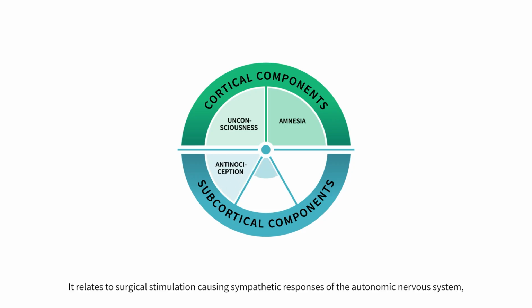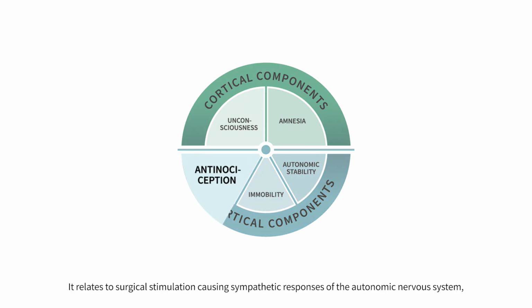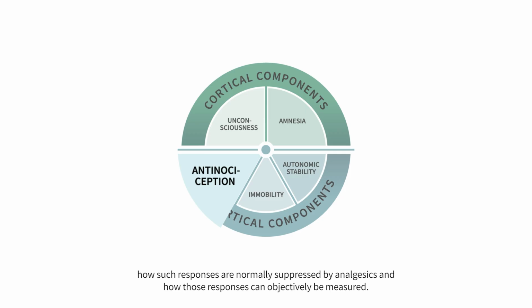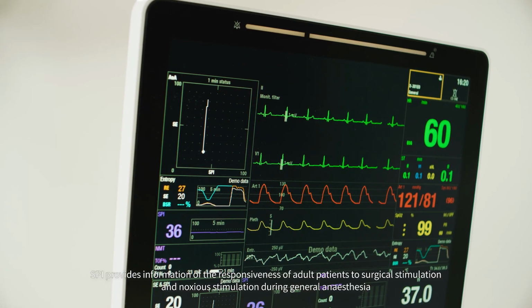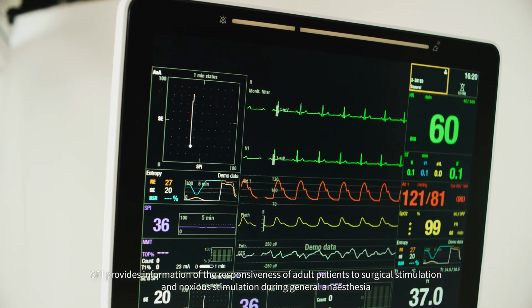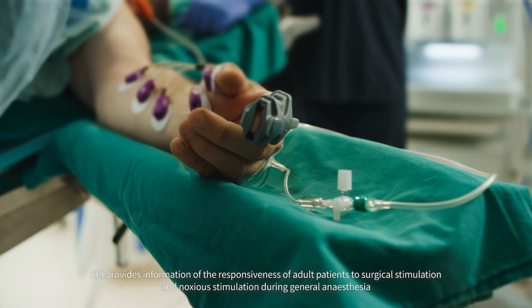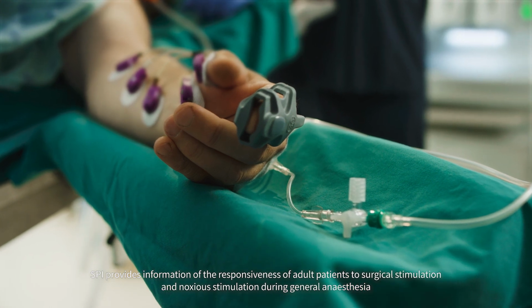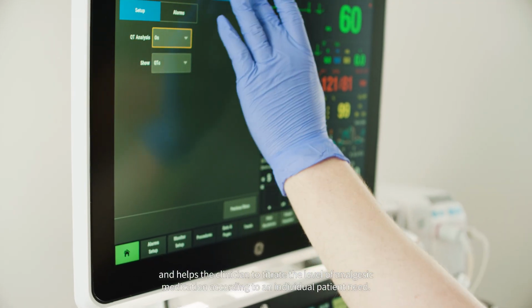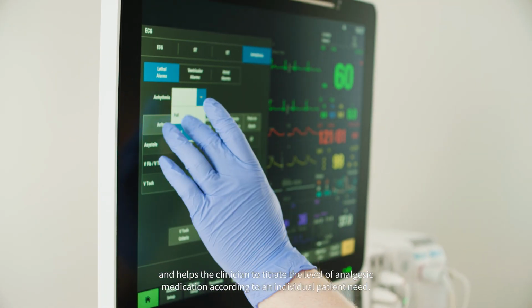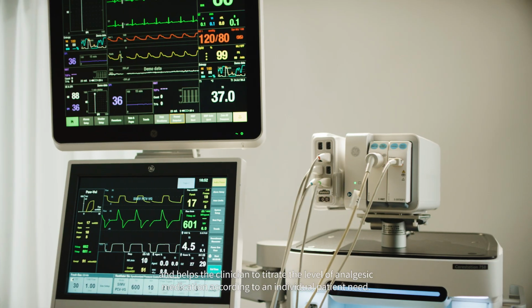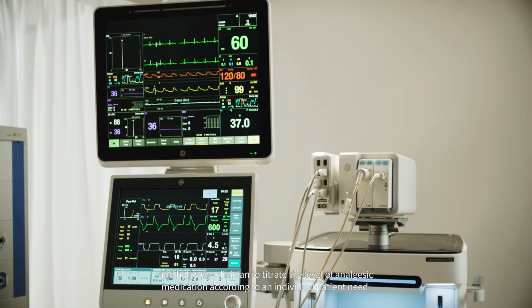It relates to surgical stimulation causing sympathetic responses of the autonomic nervous system, how such responses are normally suppressed by analgesics, and how those responses can be objectively measured. SPI provides information of the responsiveness of adult patients to surgical stimulation and noxious stimulation during general anesthesia, and it helps the clinician to titrate the level of analgesic medication according to an individual patient need.